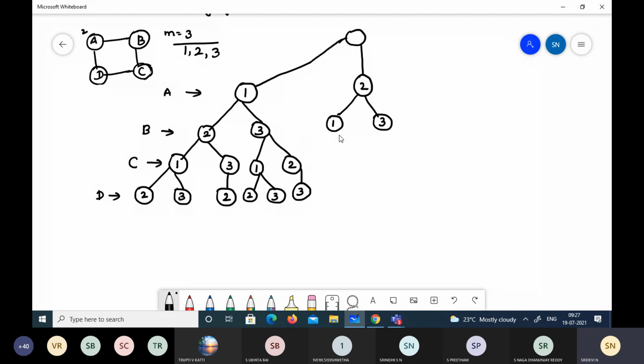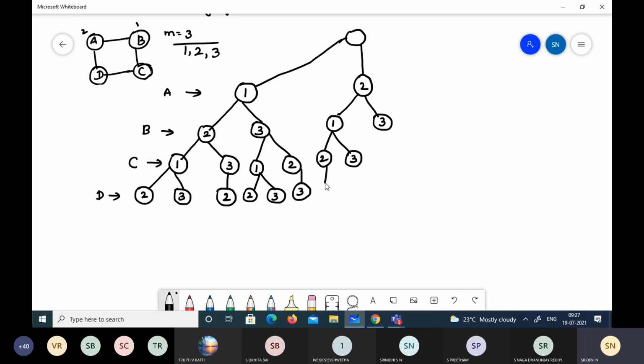Now, when B is colored with 1, what are the possible colors for C? So B, I am coloring it with 1. So the possible colors for C can be either 2 or 3, isn't it? Check here. What are the possible colors C can take now? It cannot take 1, but it can take 2 and 3. The possible colors are 2 and 3 here. Got it?